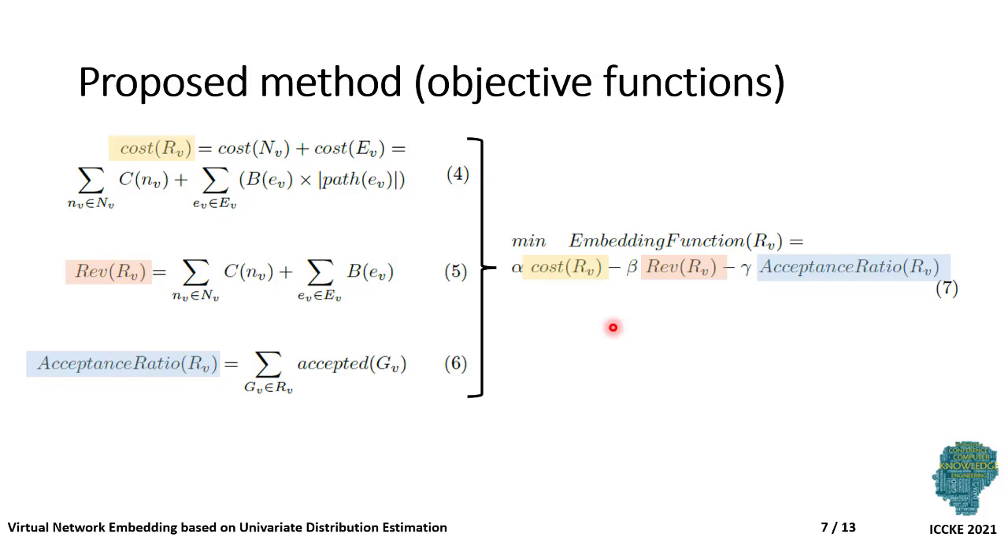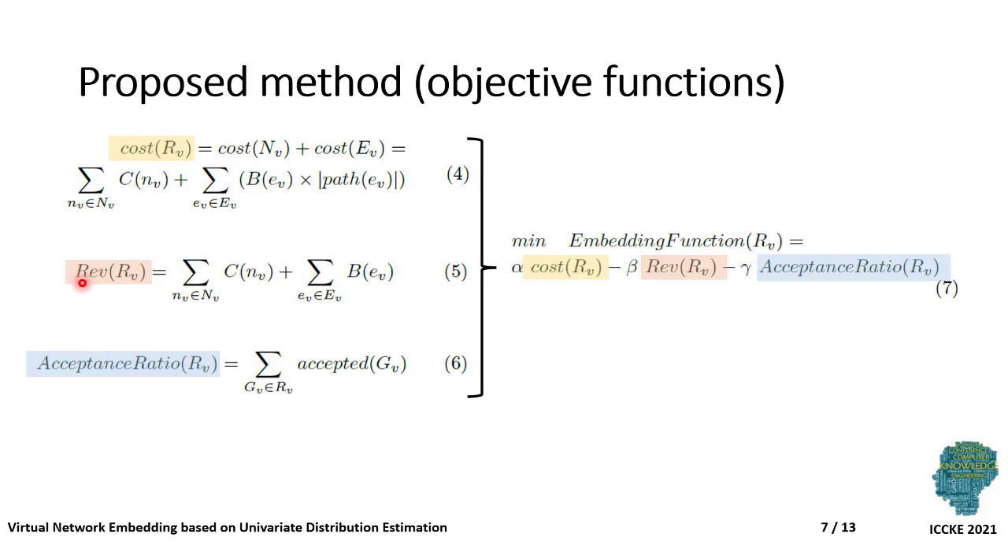In order to find the fitness of the individual populations, we need to have an objective function. Here we have 3 different terms in our objective function. The first one is the embedding cost of the virtual networks on a substrate network, that is the summation of the node mapping cost and also the link mapping cost. The first term shows the node mapping cost, and the second term shows the link mapping cost.